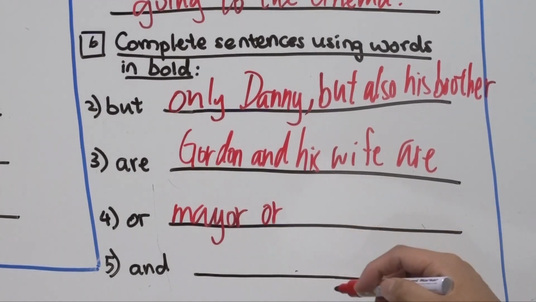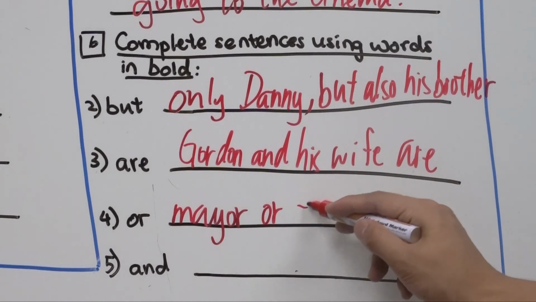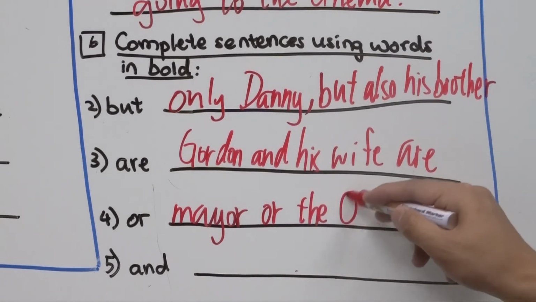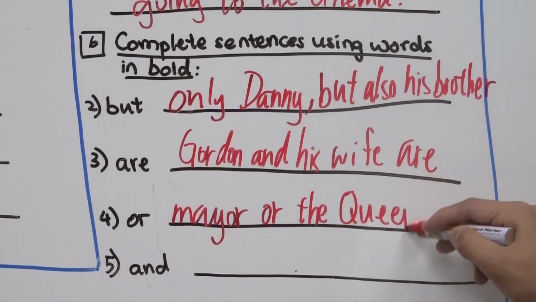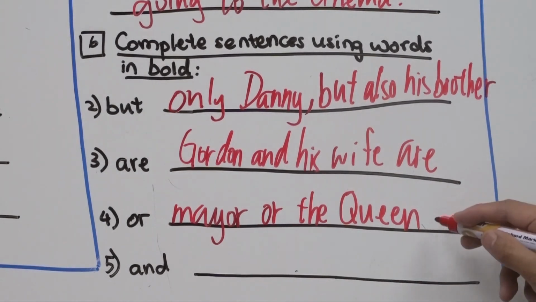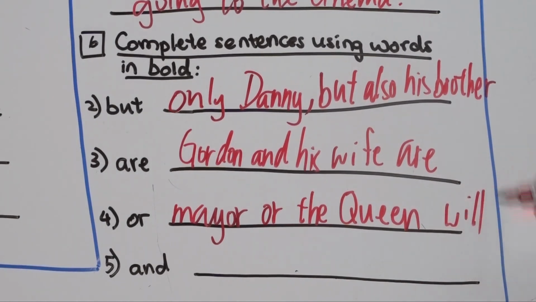Or who else is that? The queen. Mind you, Q is a capital, okay? It's a title. So either the mayor or the queen will open the exhibition. Alright?